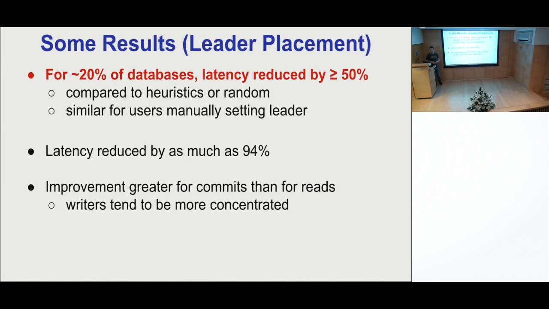So overall, we saw that for about 20% of the databases, we can improve latency by more than 50%, compared both to heuristics and to random placement.